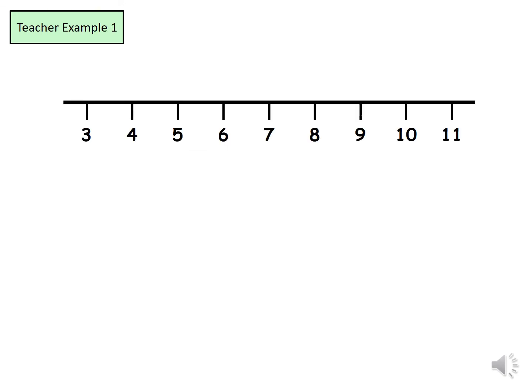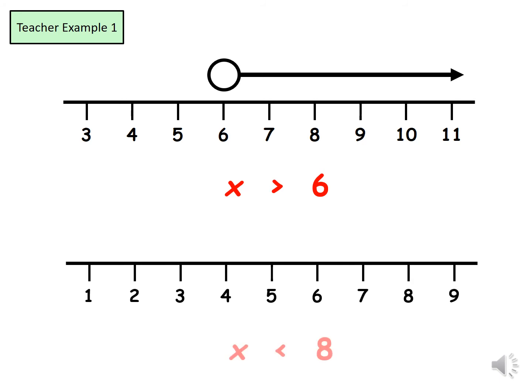So to show this on an actual number line, if you have a look at this inequality, it's telling us that x is greater than 6. So we need to have a hollow circle above 6. Now, is x greater than or less than? That's the question we need to ask ourselves. Because x is greater than, we would just have an arrow pointing to the right. It doesn't matter how long the arrow is, it just has to be pointing right. Another example here. This time x is less than 8. So we have a hollow circle again above 8. And this time, because x is less than, we're just going to have our arrow pointing left.